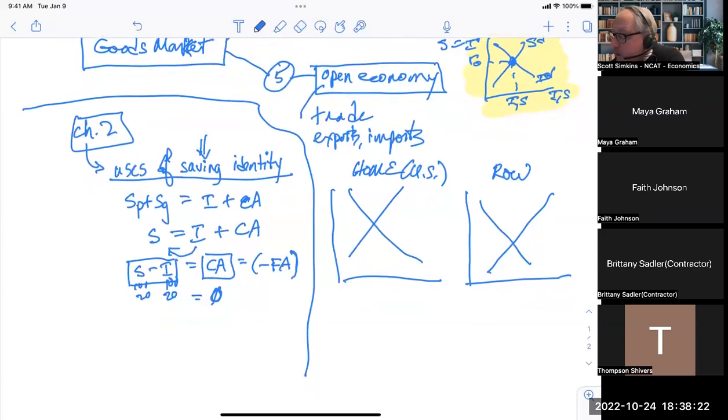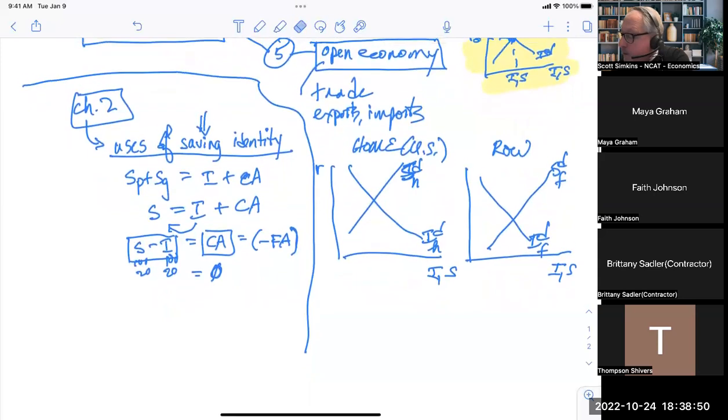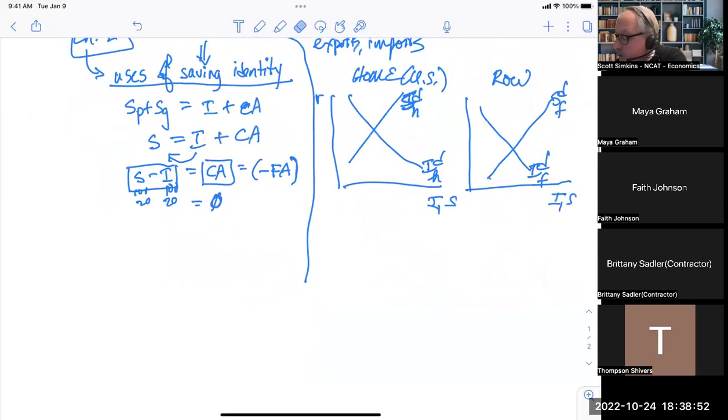So in each one of these, there's desired investment in the home country, desired saving in the home country, desired saving in the foreign country, an F there, and desired investment in the foreign country. So the question is, where's equilibrium going to happen? What does equilibrium mean in the open economy and the goods market?